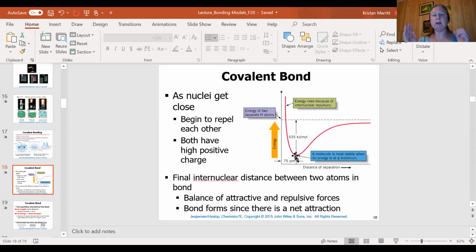Because if you start getting closer, now the energy level goes up because of the repulsion of the two nuclei. They will never get too close. There's always going to be, this will go up to infinity. So this distance, this perfect balance, is the bond length.